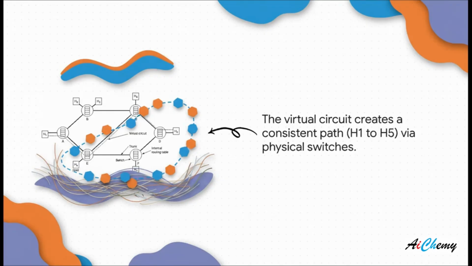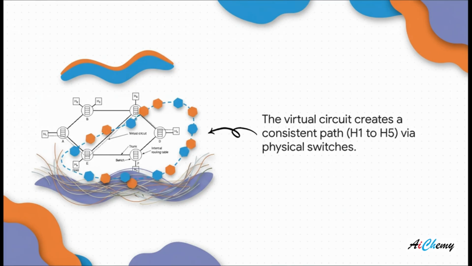This visualizes it perfectly. See that dotted line? Data from host 1 needs to get all the way over to host 5. The virtual circuit defines that the path will always go from switch A to E to C and then to D. Every single packet follows that exact same logical route.